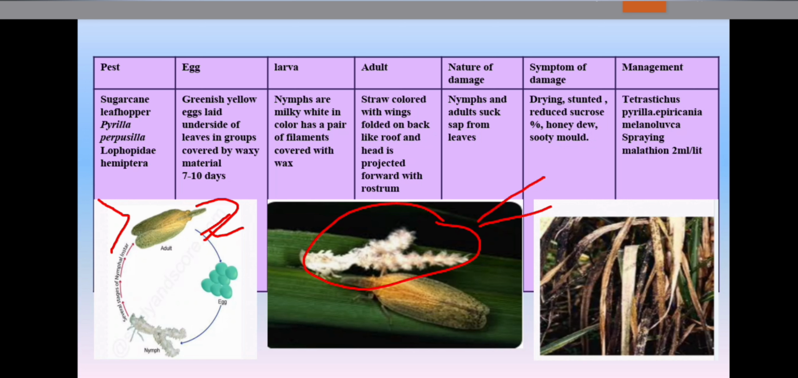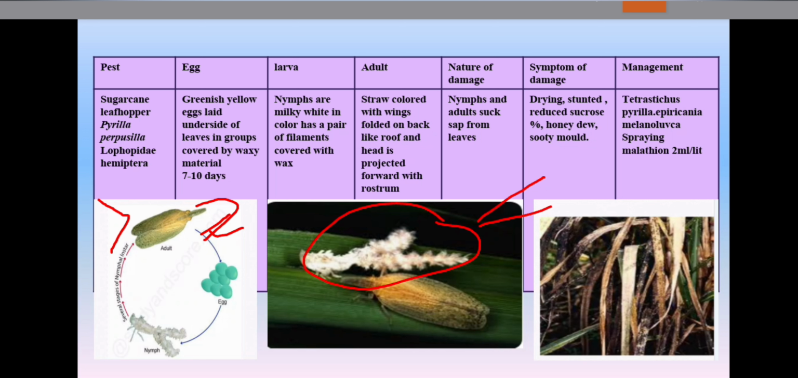Nature of damage. What will this do? This also will suck sap from the leaves. And symptoms of damage: drying. As these insects are sucking sap, what will happen? There will be drying of the leaves and stunted growth of the plant, and reduced sucrose content.